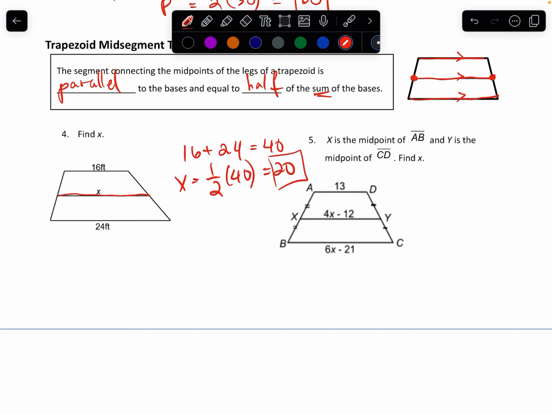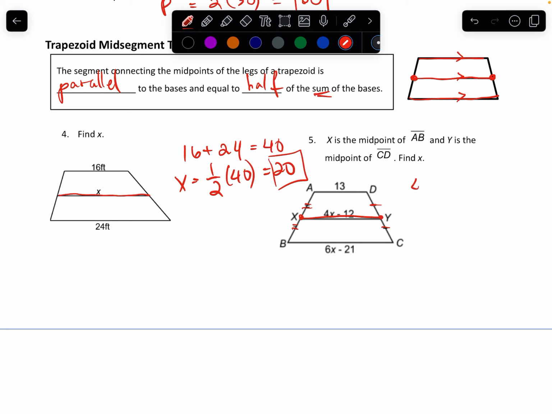So let's go to number 5. So x is the midpoint, so I know this is the midpoint. Also notice there are 2 little lines right here, 2 little tick marks. That means x is the midpoint. On the other side here, D to Y has a little tick mark, and Y to C also has a tick mark. So that means this right here, XY, is a midsegment, okay?